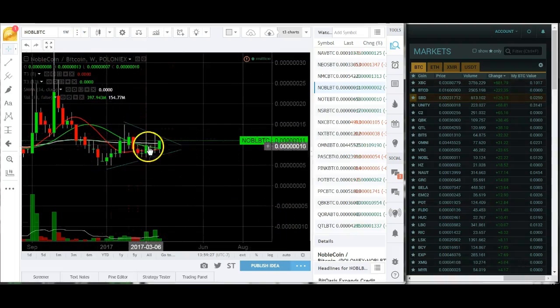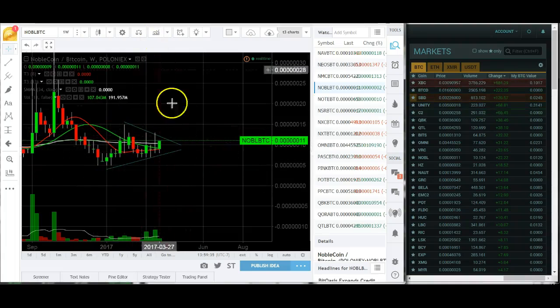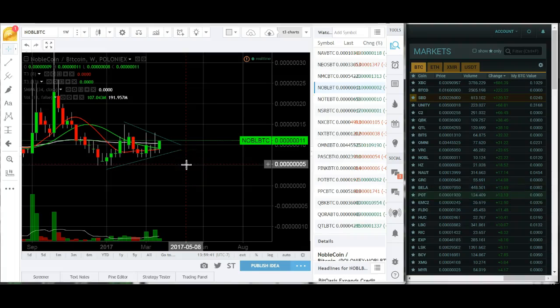It's coming into this pattern. I got lower highs, I got higher lows. That's making an ascending triangle. It's going back and forth, back and forth, back and forth, pop. I call that the price pinch. Noble looks like a good pop is coming.